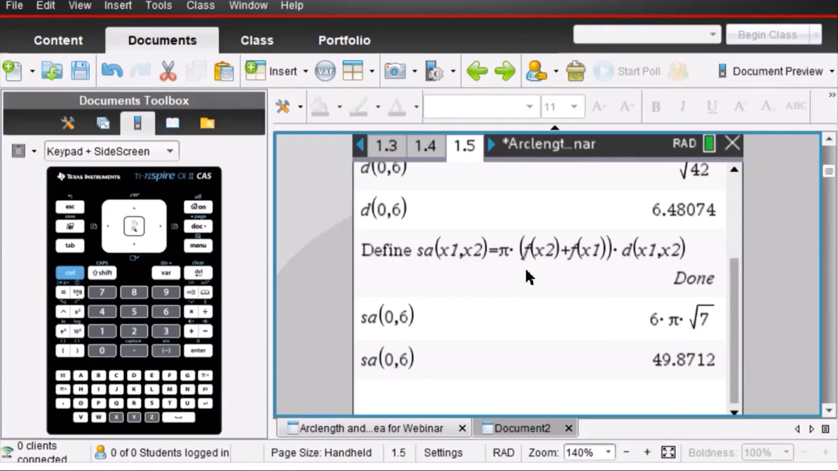And then I'm working out SA. SA here will be the surface area. Again, the calculator gives me an exact answer of 6 pi root 7. My approximate answer there is 49.8712. All right, so that was just joining the 1.00 and the end point.